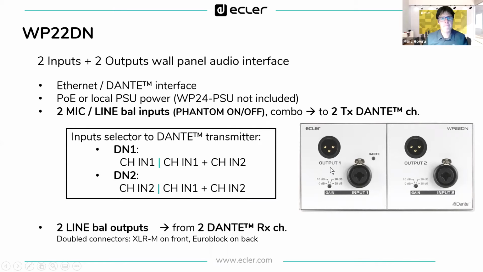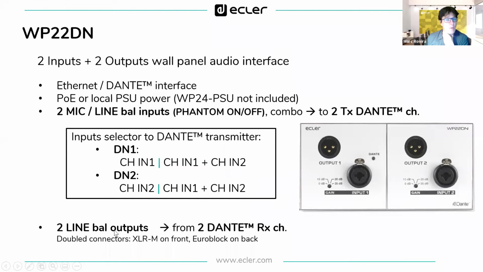So you will find that we have two microphone inputs, two outputs. Okay, it can be configured into line or mic. You can add phantom, and you can transmit these two channels, input 1, okay, or input 2. So we have two Dante transmitters, which you can decide to send input 1 or both of them summed up. And on the other hand, in transmitter 2, you can choose to send input 2 or channel 1 and 2.